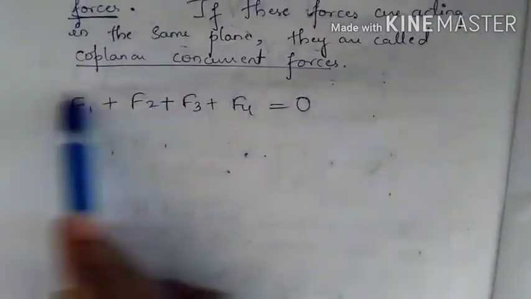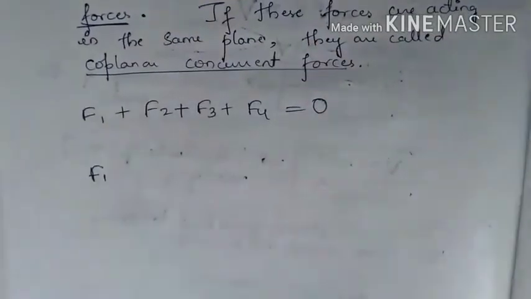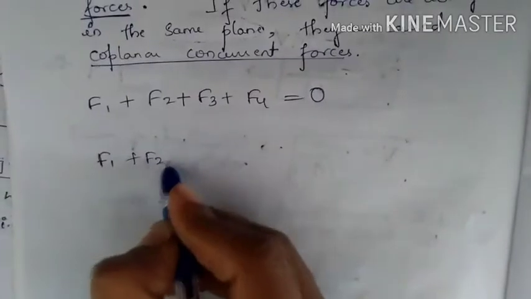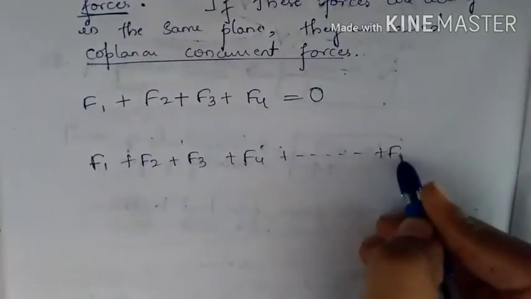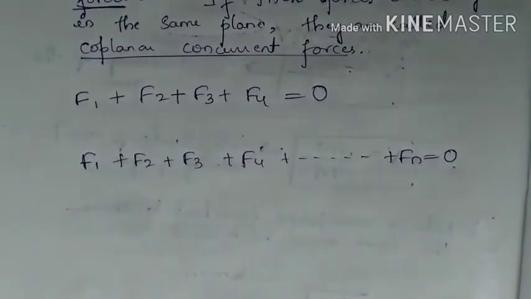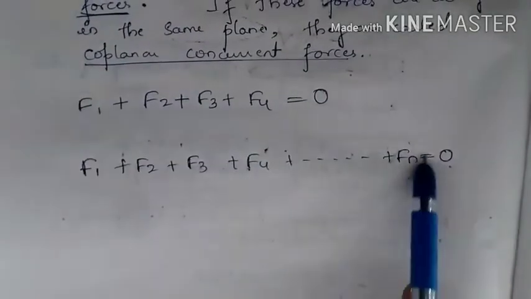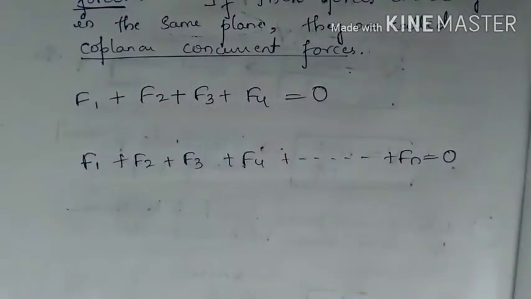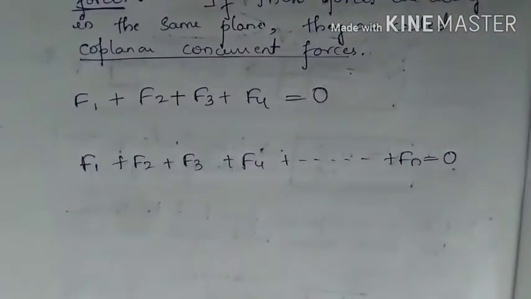Here we have used only 4 forces. If you have n number of forces, then you can write F1 plus F2 plus F3 plus F4 and so on to Fn is equal to 0. This will be 0 only when the system remains in equilibrium even after the application of these many concurrent forces on it. So F1 plus F2 plus F3 plus F4 so on to Fn is equal to 0 if the system is in equilibrium. Now let us take an example.